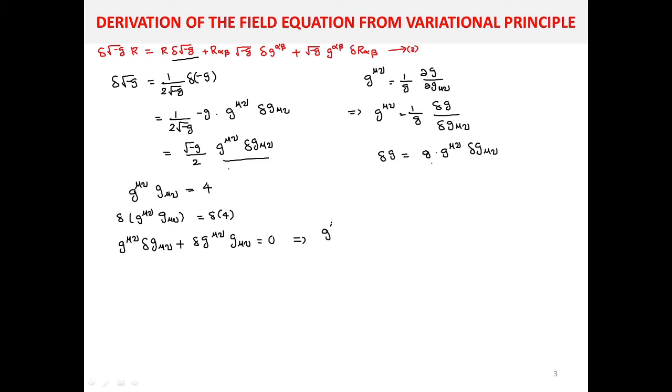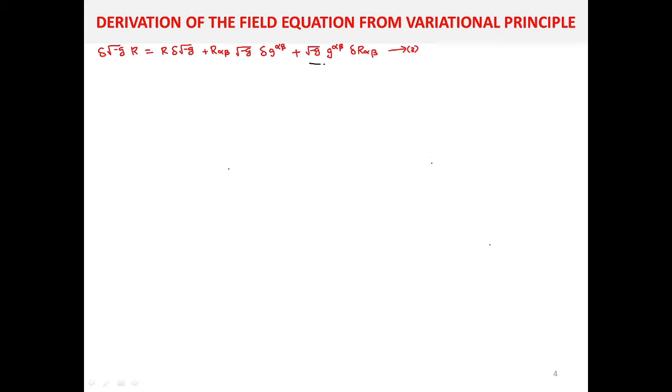So we will get the value of g^{μν} δg_{μν} is equal to minus g_{μν} δg^{μν}. So the value of δ(√-g) becomes, here a minus sign is there, √-g / 2. You can replace this particular term with this one, that is g_{μν} δg^{μν}. Now we are going to calculate this third term.